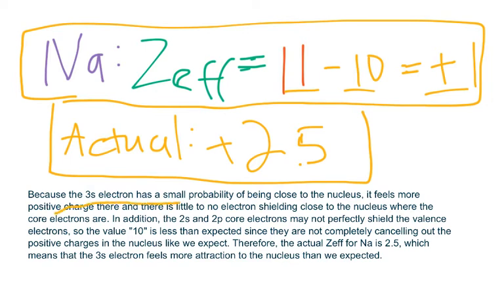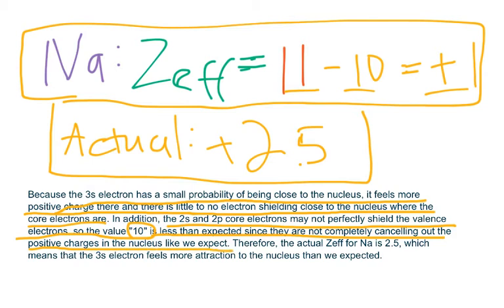Because the 3s electron has a small probability of being close to the nucleus, it feels more positive charge there, and there's little to no electron shielding close to the nucleus where the core electrons are. In addition, the 2s and 2p core electrons may not perfectly shield the valence electrons, so the value 10, which is the value of the number of core electrons, is less than expected since they are not completely canceling out the positive charge in a nucleus like we expect. Therefore, the actual effective nuclear charge for sodium is 2.5, which means that the 3s electron feels more attraction to the nucleus than we first expected.